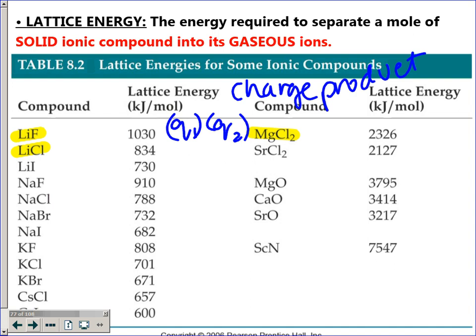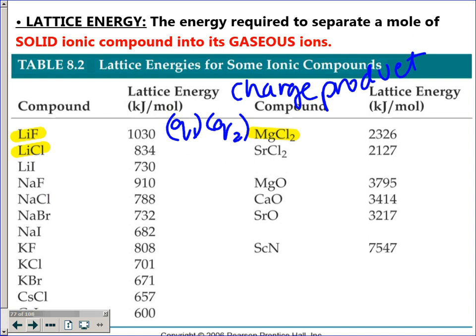Therefore, we defer to what? Distance or radius, right? Lithium and lithium is the same, so we can't really identify differences there. But what's the size of fluoride versus chloride? Who's smaller? Fluoride, because it has one less energy level, one less electron shell. So fluoride is smaller, therefore stronger Coulombic attraction to the lithium ion. Got it? And that's going to increase the lattice energy because the force of attraction is greater.